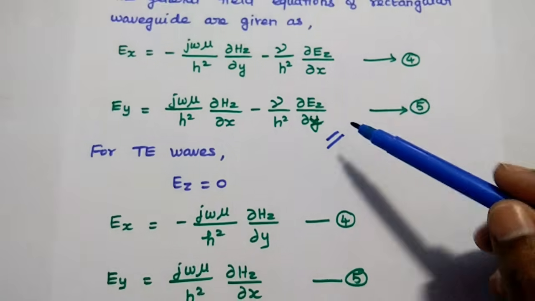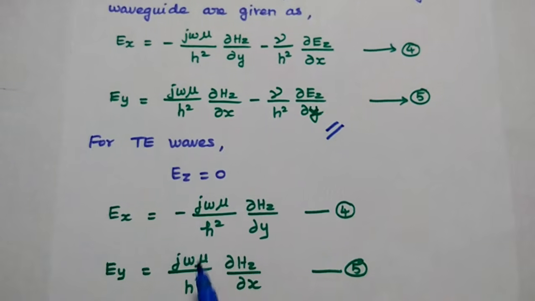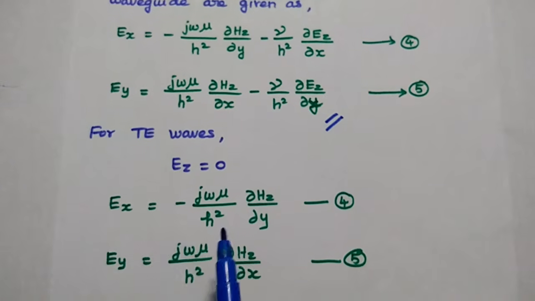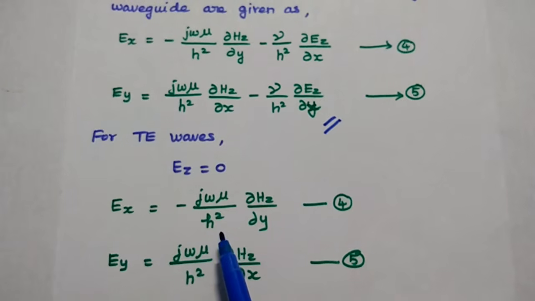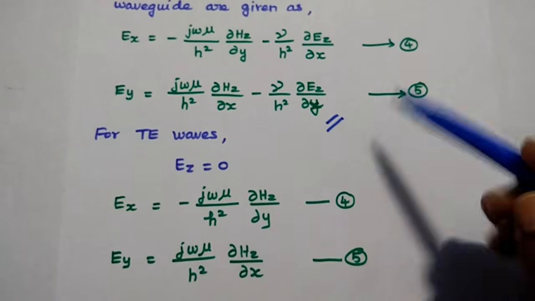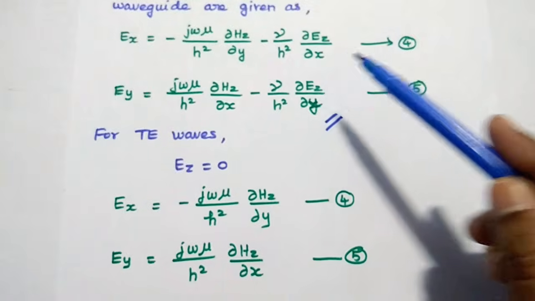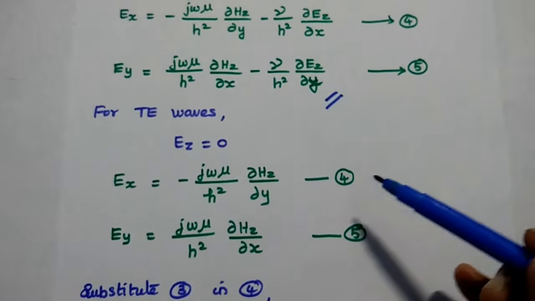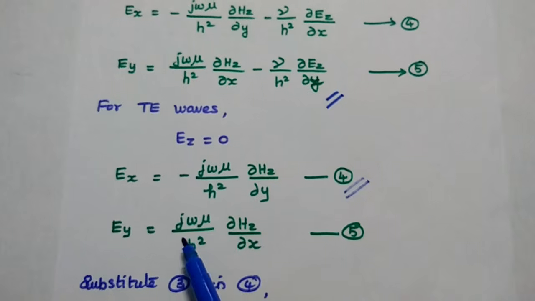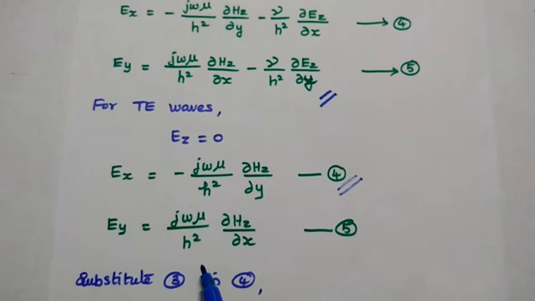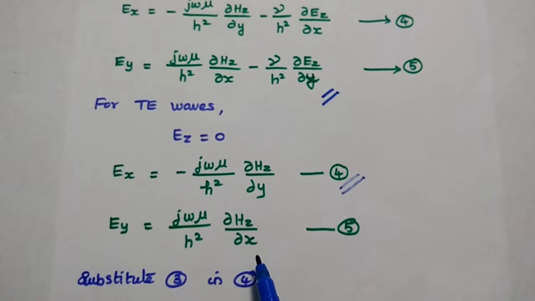Then these two equations can be rewritten like this. So here the field equations are Ex is equal to minus j omega mu by h squared dou hz by dou y, because this Ez value becomes 0. So consider this as the fourth equation. So this is the updated one. Then Ey is equal to j omega mu by h squared dou hz by dou x.